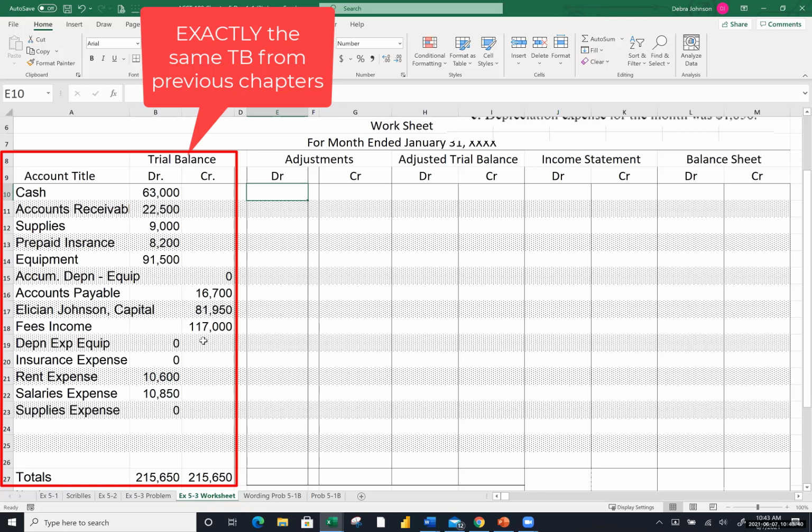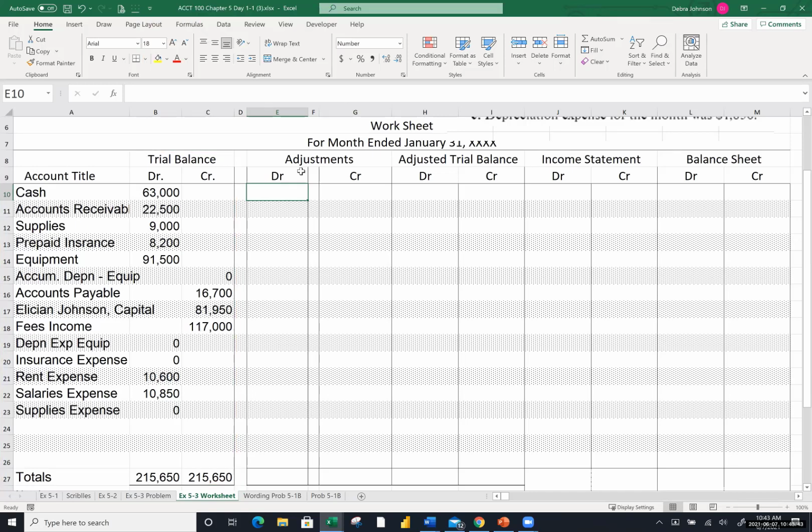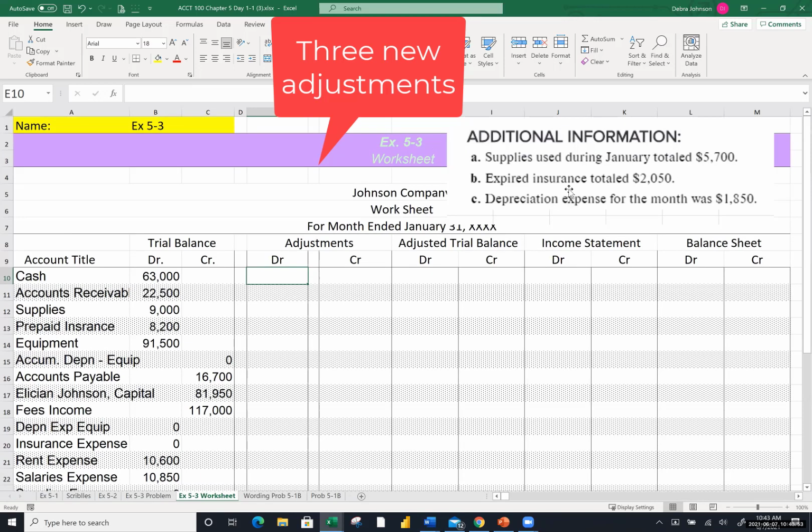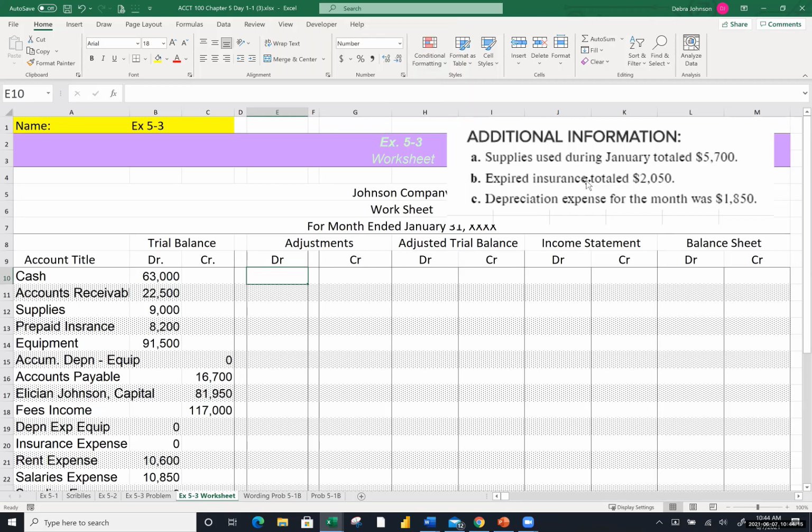What chapter 5 did, this is the new part, is it introduced us to 3 adjustments. So what we're going to do is use this internal tool to gather together this adjustment data that was listed at the bottom of the previous tab. We're going to drop the adjustments in, and then we're going to do some horizontal math to get an updated picture of what our data looks like after these 3 adjustments are dropped in. So that's where we're headed. Any questions before we jump in and try those 3 adjustments?